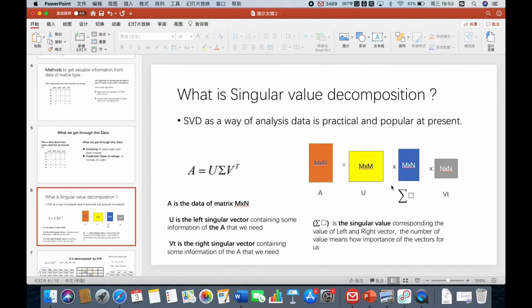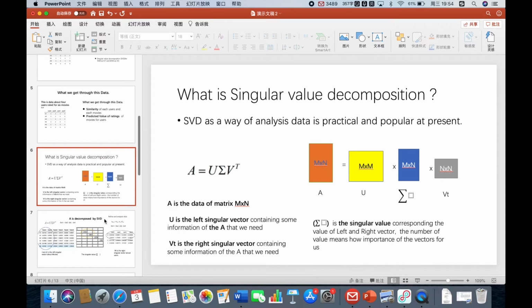So we get three smaller matrices: m by m, then m by n, and then n by n. So what is different? Actually, the left one is the left singular vector, and the right one is the right singular vector. The middle one is the singular value. So I'm going to take an experiment to talk about it, and then you will nail them.